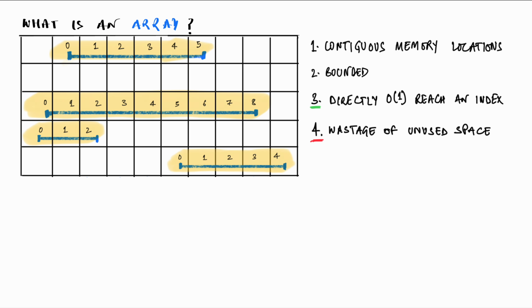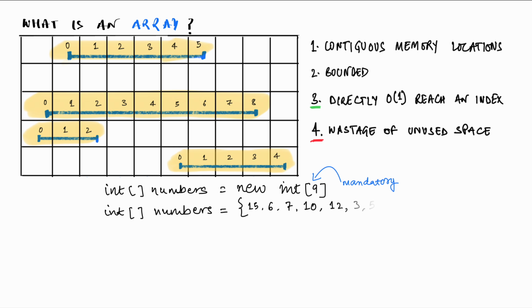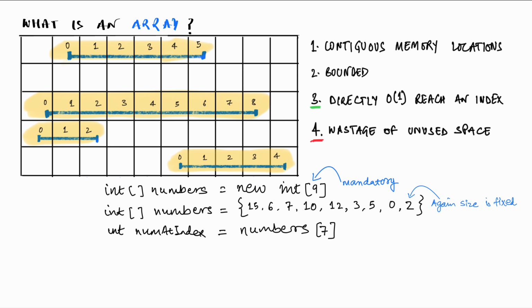Now, let's go back to arrays and take a look at an example. You declare an integer array of numbers with size 9, which is mandatory, or you can also pre-initialize the array at the time of declaration. Size is fixed here as well by the number of elements you declare. Now, you can retrieve an element at index 7 in constant order of one time using a simple calculation.